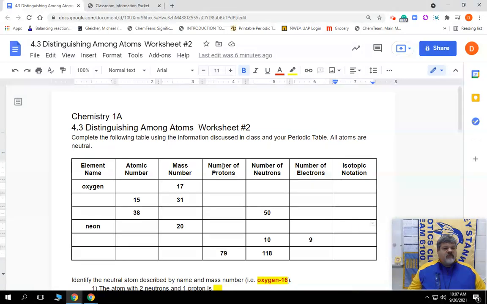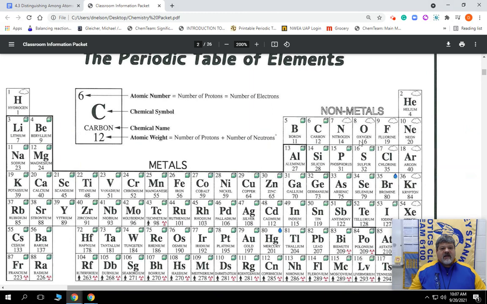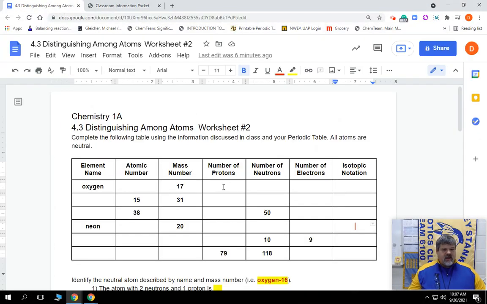Okay. So if we want to get the number of protons, we can go back to the periodic table for oxygen, and that would be 8. So I can go ahead and put 8 right in here. We also know that that equals the atomic number. Then we go to the number of neutrons. We're going to take this right here, 17, the mass number, and we're going to subtract the number of protons.